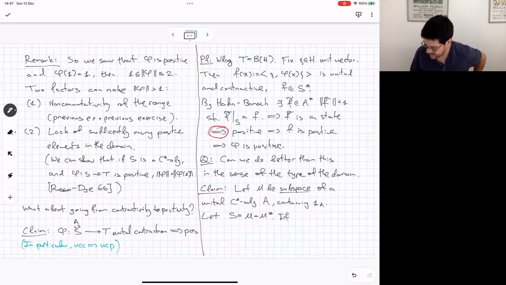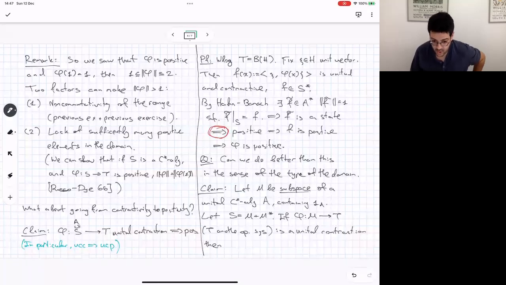If phi from M to T, where T is another operator system, is a unital contraction, then the map phi twiddle that goes from S to T and is defined by a plus b star goes to phi of a plus phi of b star, for every a and b in M, where will I write this?